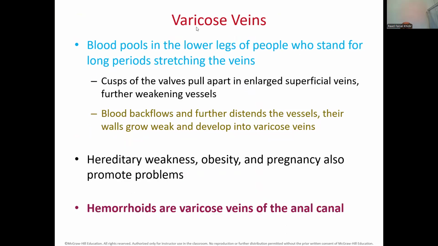Varicose veins, we discussed that. Varicose veins, these are blood pools in the lower legs of the people who stand for long periods of time. And there's a backflow, and we said that hemorrhoids are varicose veins of the anal canal.